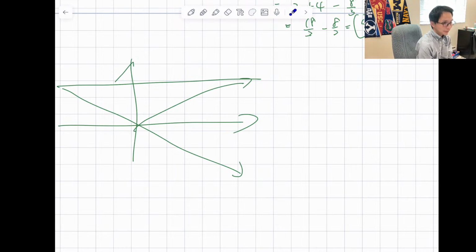Why do you only have to do 1 integral? Look at this. It's top minus bottom or right minus left. Turn your paper this way or turn your head the other way.